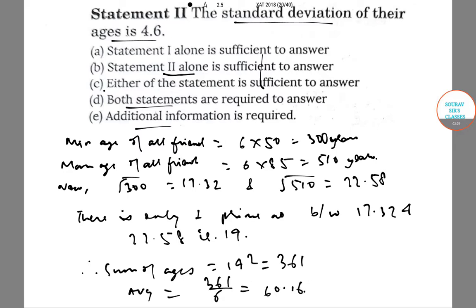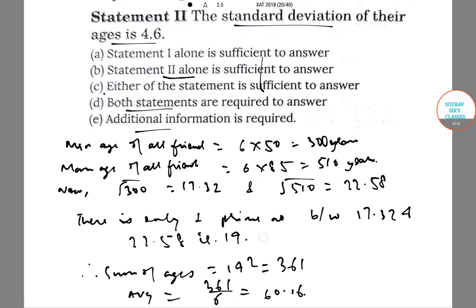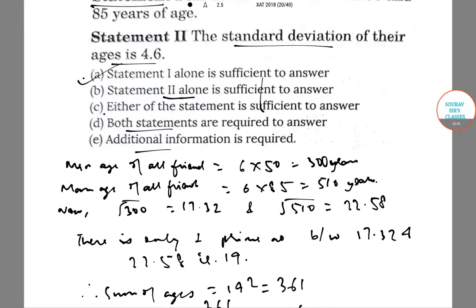that is 60.16. From statement 2 we cannot find the average as we don't know the sum of ages. Therefore, statement 1 alone is sufficient to answer.